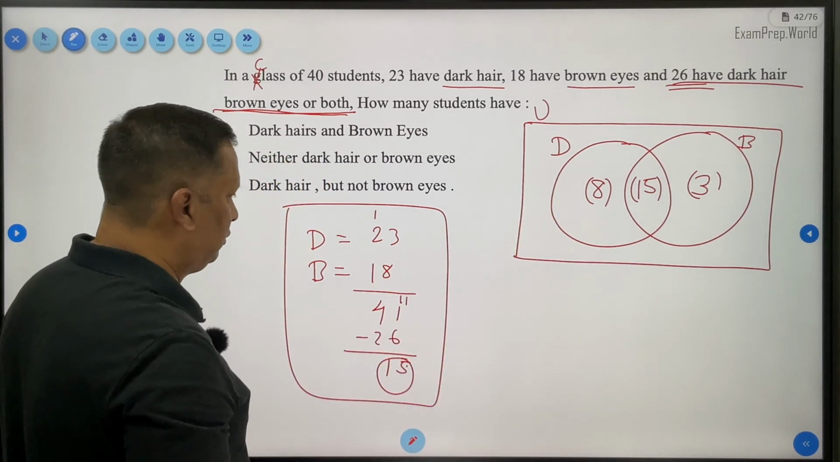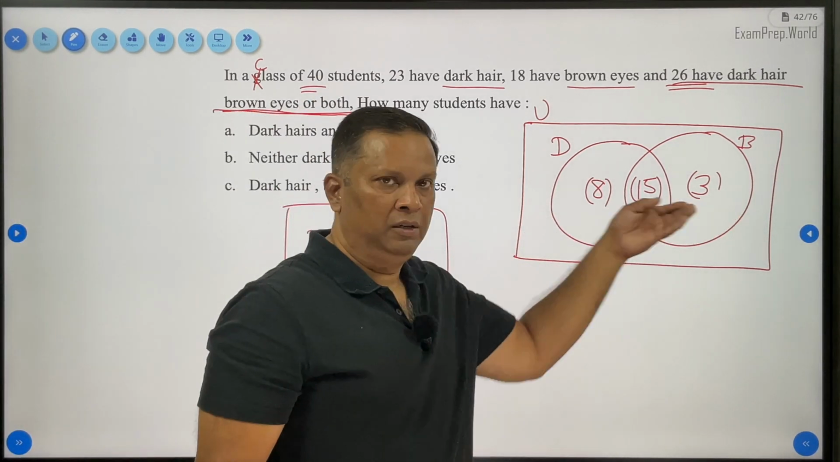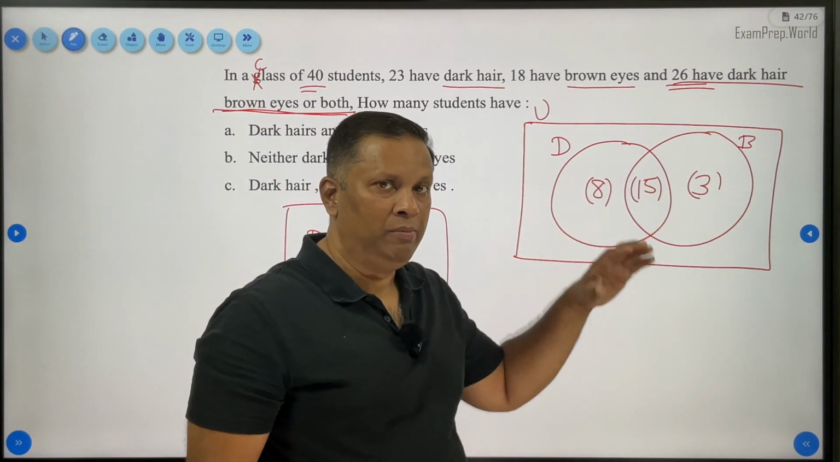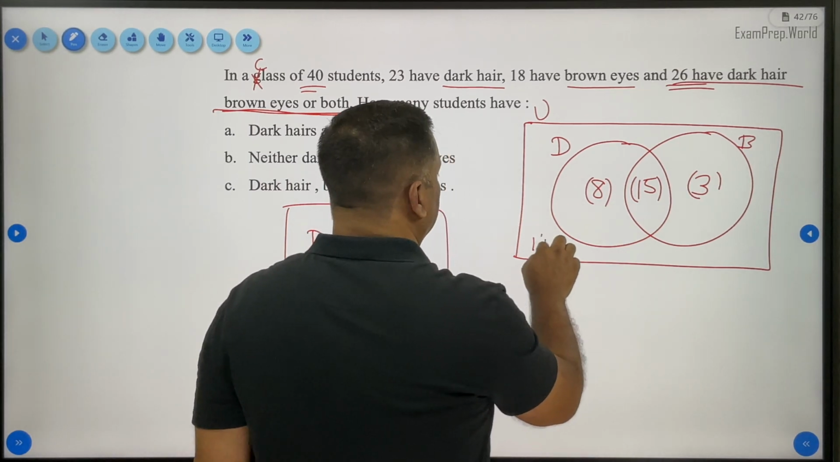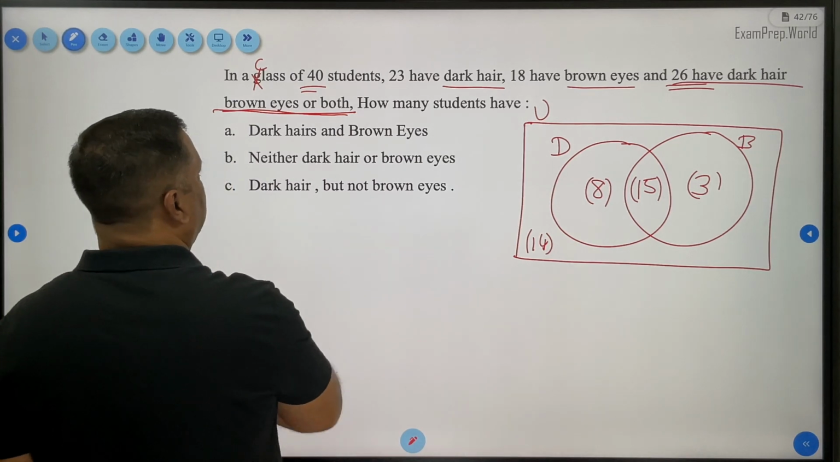Now we have to do something else. How many students were there? 40. How many are here? 26. How many will be outside? 14. There are 14 students who don't have dark hair or brown eyes, so they are standing outside.